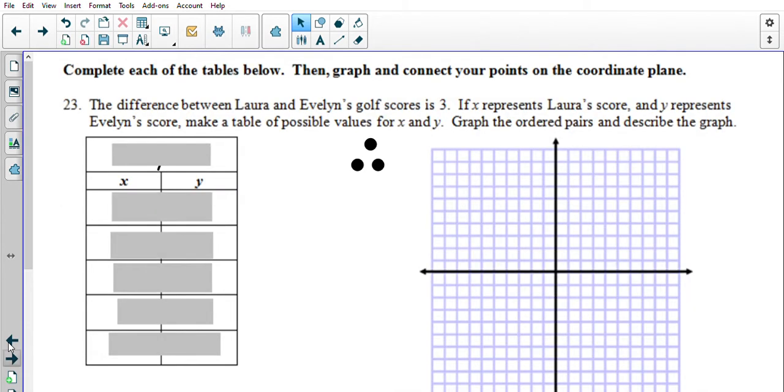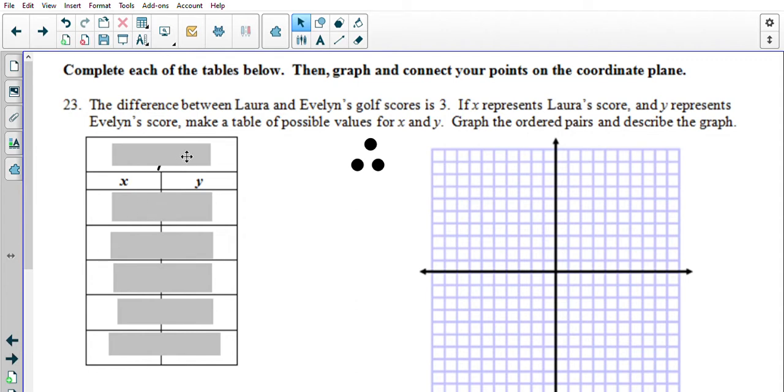All right, so our next questions are more pre-algebra level questions than 5th and 6th grade concepts. It says to complete each of the tables below, then graph and connect your points on the coordinate plane. 23 says the difference between Laura and Evelyn's golf scores is 3. If X represents Laura's score and Y represents Evelyn's score, make a table of possible values for X and Y. Graph the ordered pairs and describe the graph.